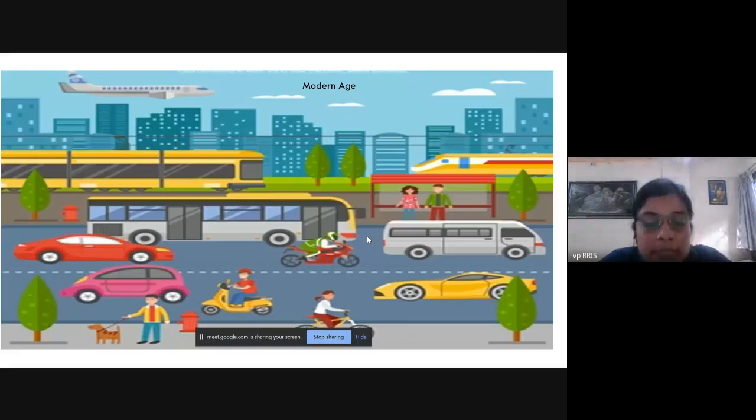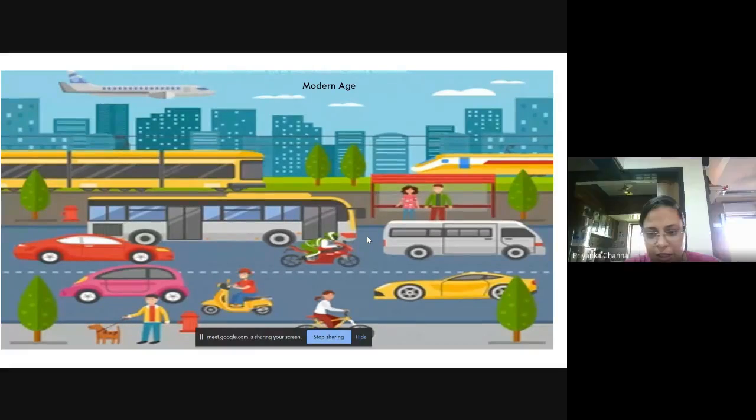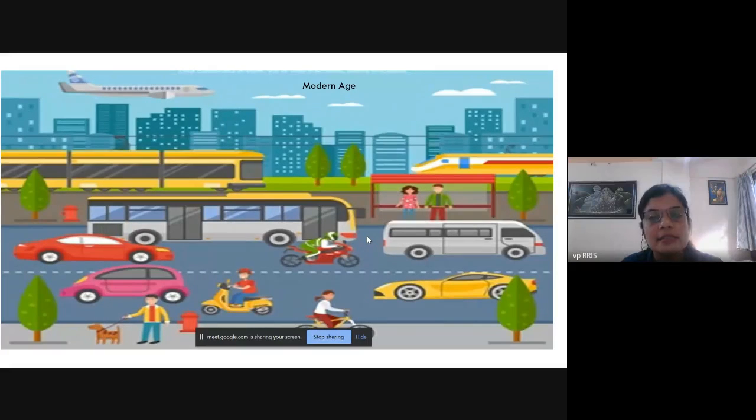So children, namaste everyone. Today we are going to learn something new, a very new topic, okay? Tell me, what do you see here on the screen? Quickly. Vehicles, traffic, transport, road, busy road, people, city. Yes. So we see road, we see vehicles, we see an aeroplane, we see people on a busy road. Yes, we see tall buildings.